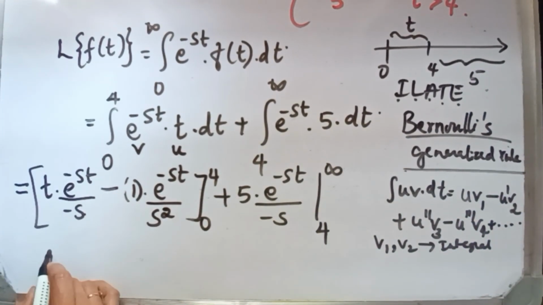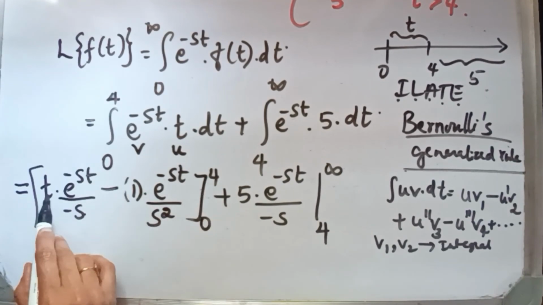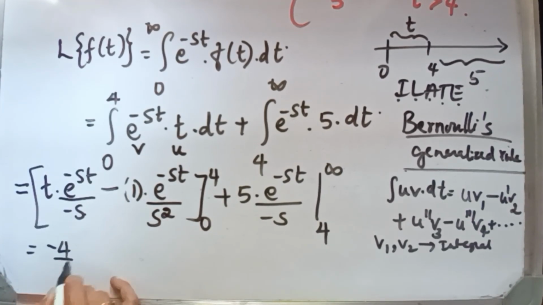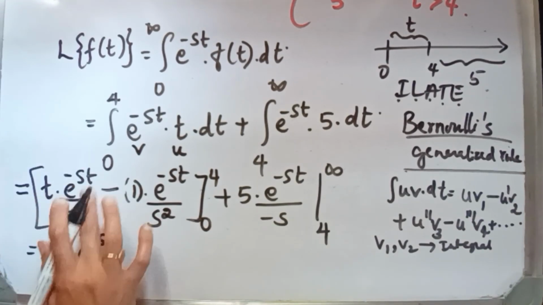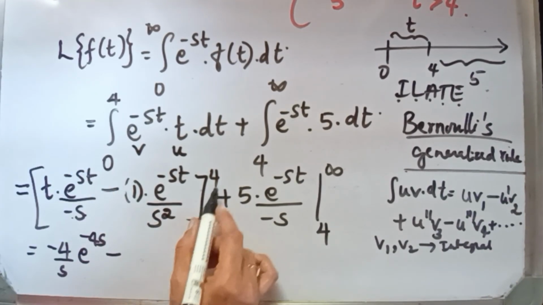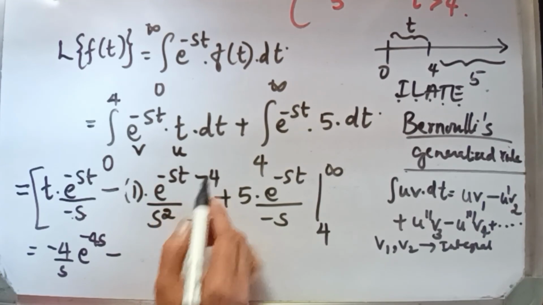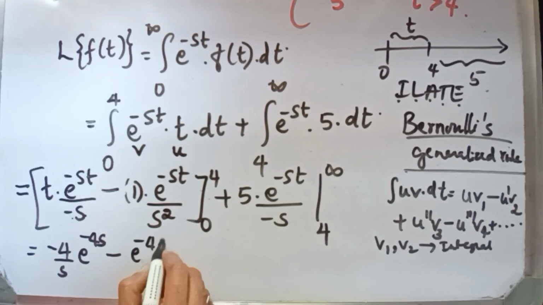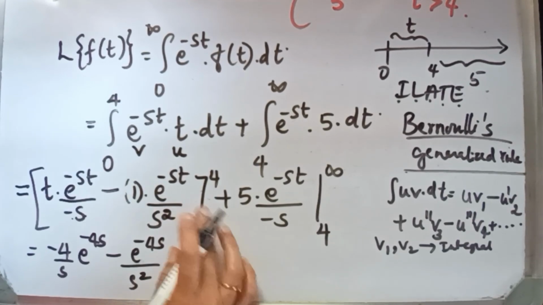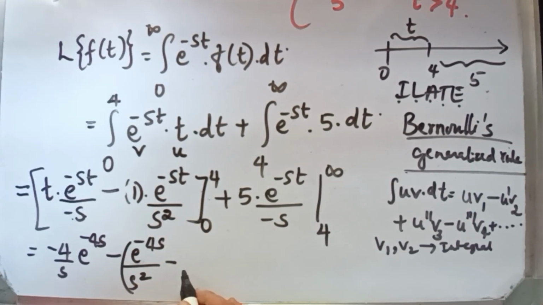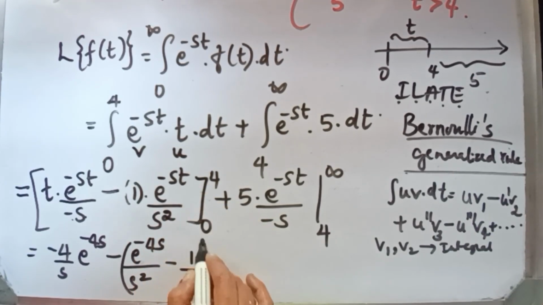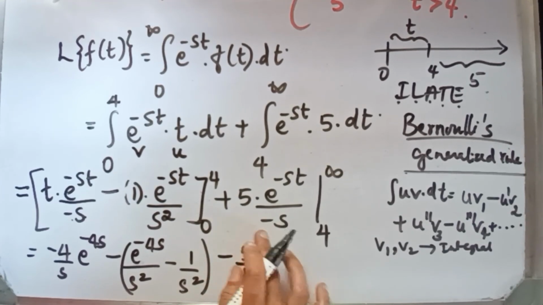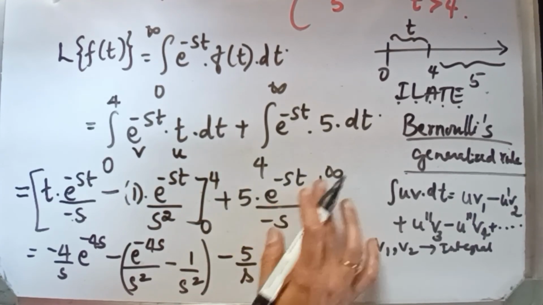Now to apply the limit, first 0 to 4, here you will get minus 4 by s, because this minus 4 by s into e power minus 4s, put t equal to 4, upper limit minus lower limit is 0 into any value, it is 0. Next minus, here again upper limit t value is 4, so you will get e power minus 4s by s square, then lower limit is minus this bracket minus e power 0, e power 0 is 1, which gives you 1 by s square minus 5 by s, this minus I have written here, minus 5 by s into e power minus infinity.